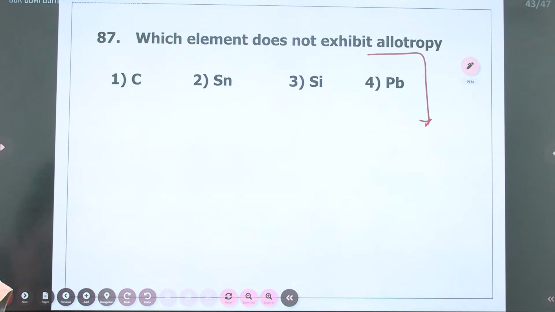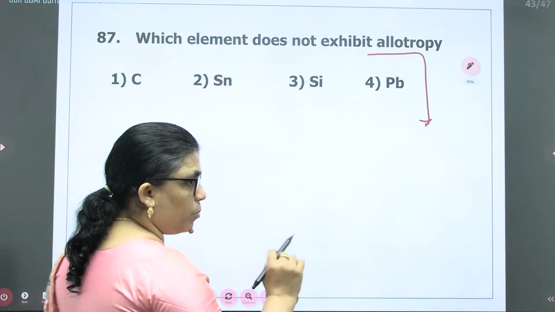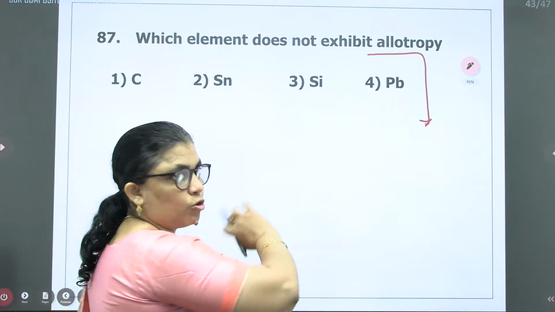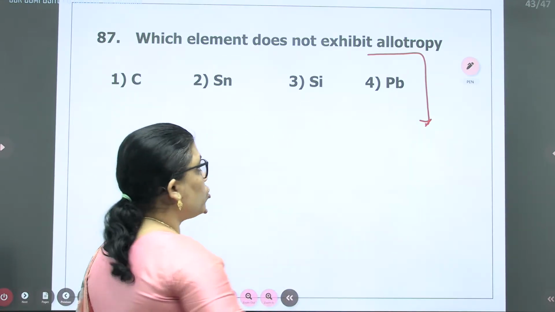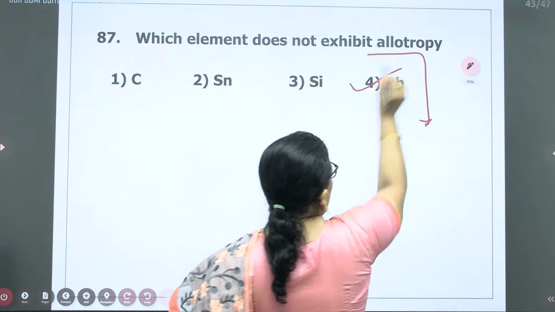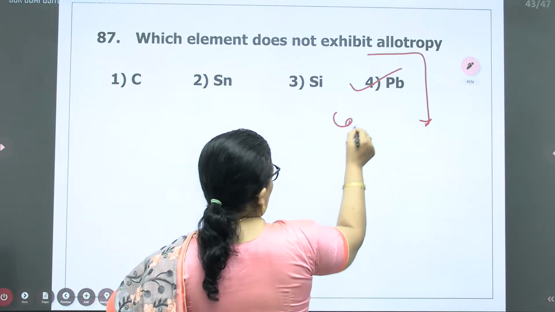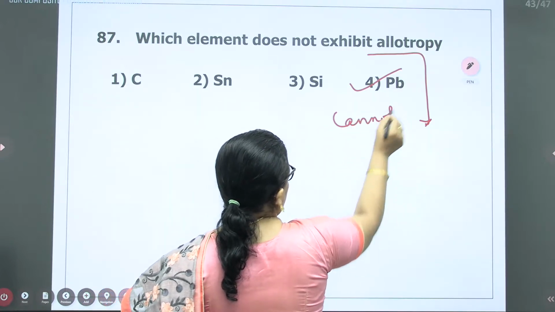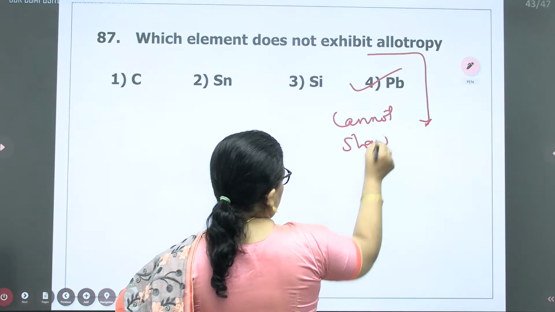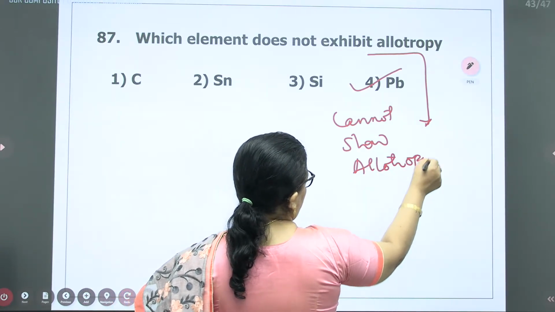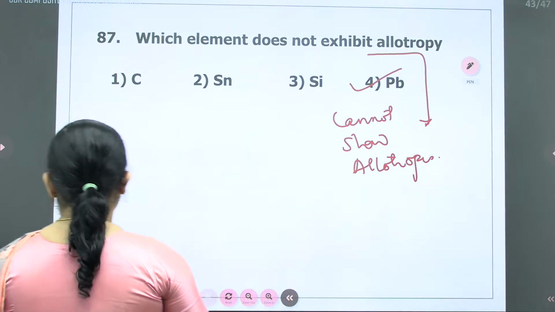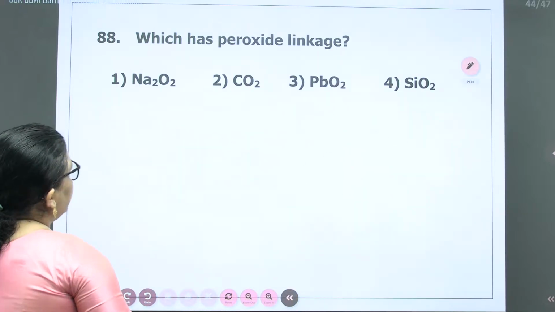You observed that carbon can show allotropy, so we need not consider it. Tin and silicon also show allotropy. The correct answer is lead. Lead cannot show allotropes.